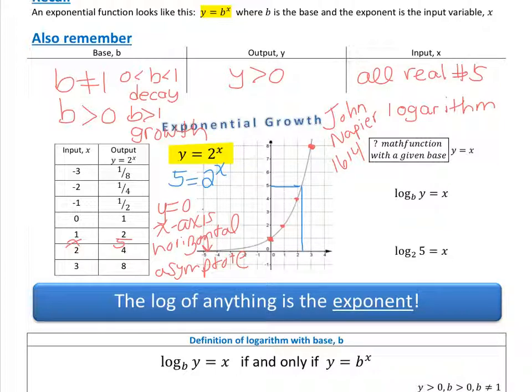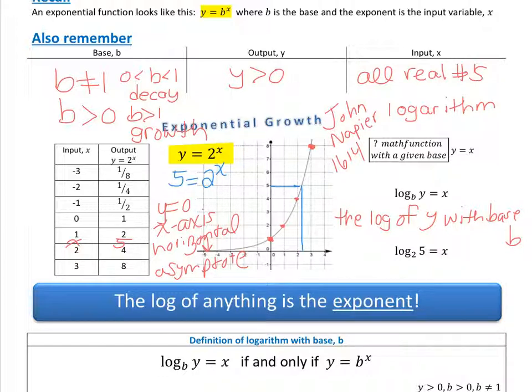So the way we write that notationally is we abbreviate logarithm with log, and we use a sub number here, and that's the placeholder for the base. And we're going to apply this mathematical function to the output, and what we get back is the input, the exponent. So we read this as the log of y with base b. That's how we would read that.